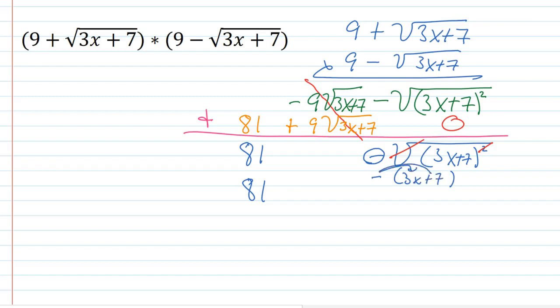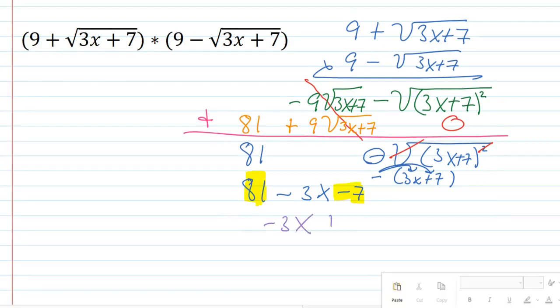Don't forget to distribute that negative sign through. That is a key point. If you don't distribute that negative, you will get it wrong. It gives us an 81 minus a 3x minus a 7. Now I still have like terms, the 81 and the negative 7, which gives me a final answer of negative 3x plus 74.